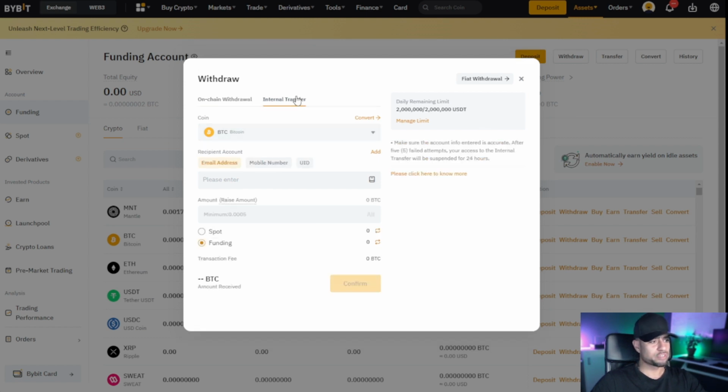I can do internal transfers. Let's say my friend has a Bybit account as well. Then I can insert his Bybit email address and the BTC will be sent to his Bybit account.